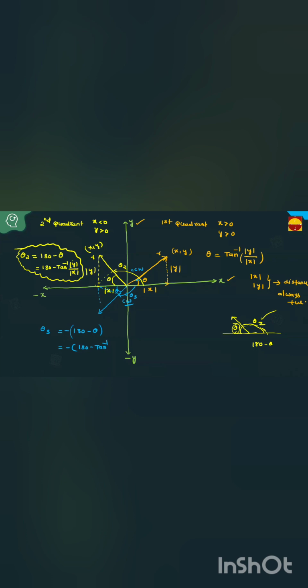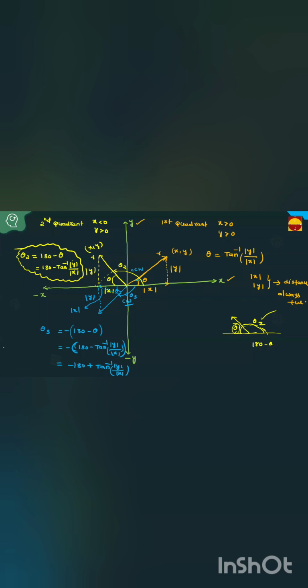This is the y direction and this is the x direction. You have to substitute the distance, not the value, in y by x. Understand? Why did I take this negative and multiply with it? Because the angle is measured in clockwise direction. Then minus 180 plus tan inverse y by x. But you have to substitute the magnitudes; don't substitute the negative values.